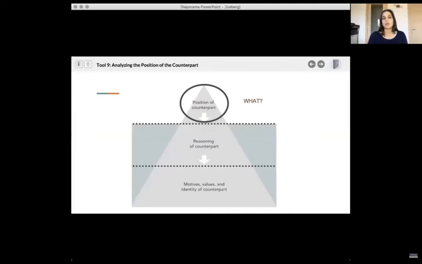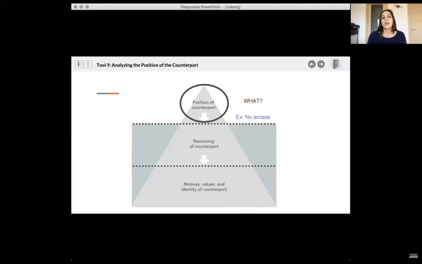Let's take an example. Let's say that we are an organization seeking access to a part of the territory under the control of a militia commander, and we want to conduct a needs assessment. The militia commander has clearly expressed that he will not grant us access. So here his position is no access to my territory. We could stop here and consider that position as completely irrational and making no sense, especially considering that the population is obviously suffering and in need of assistance.